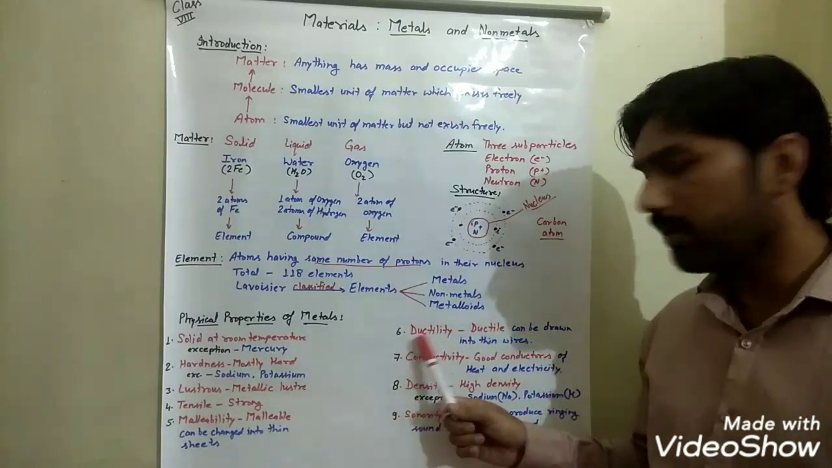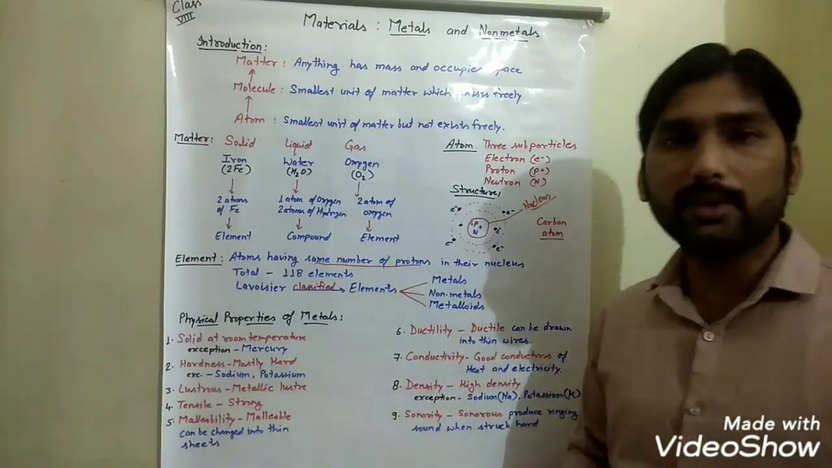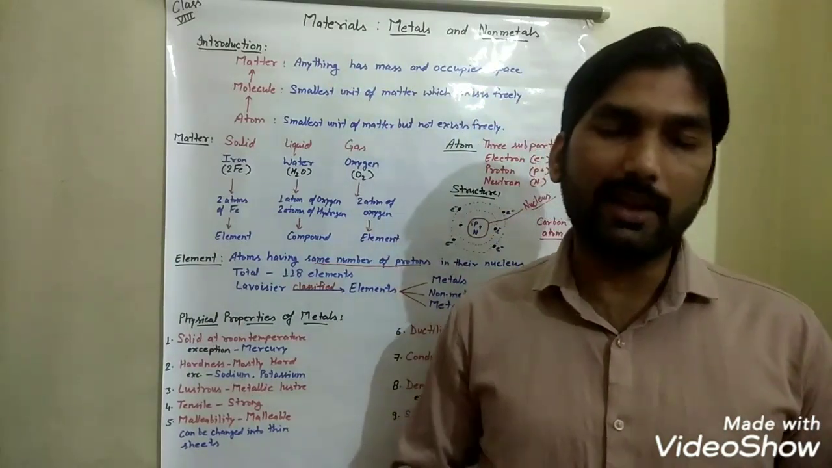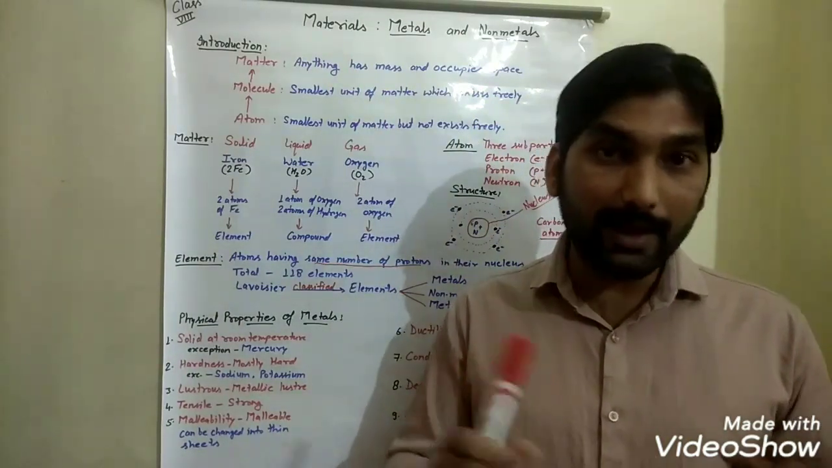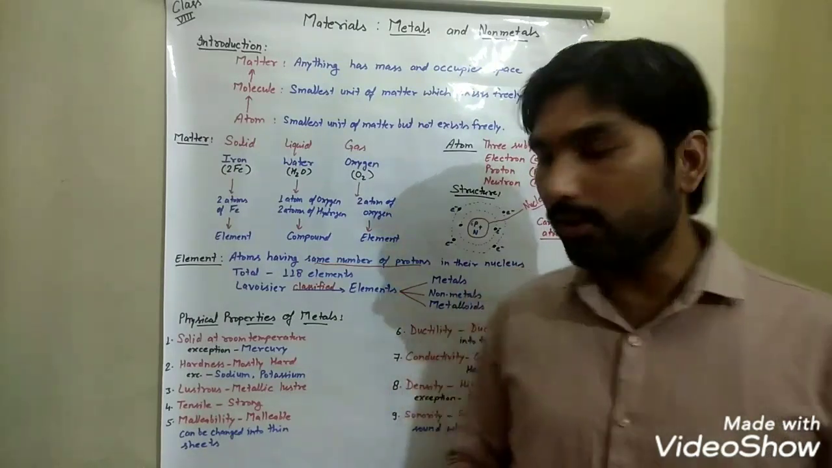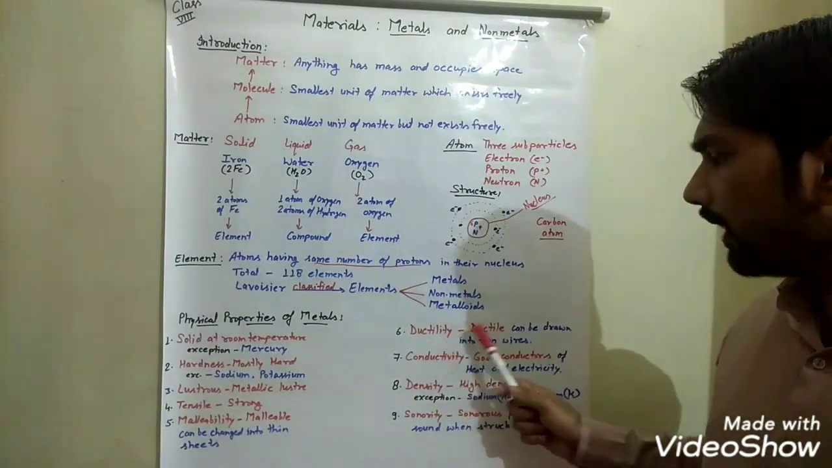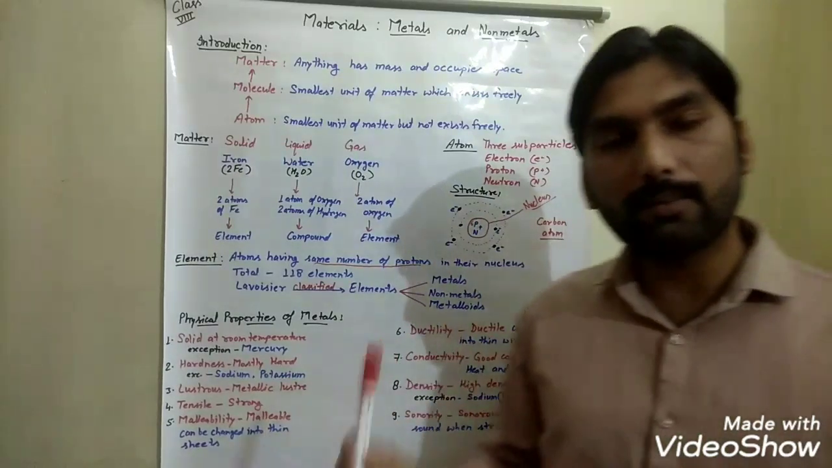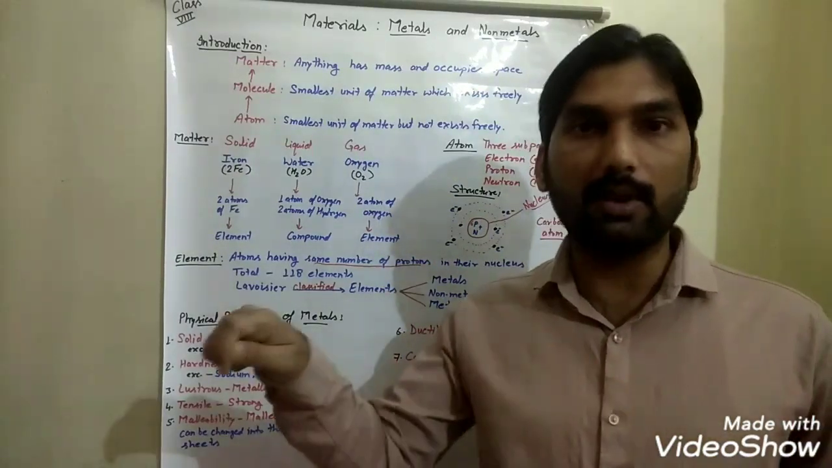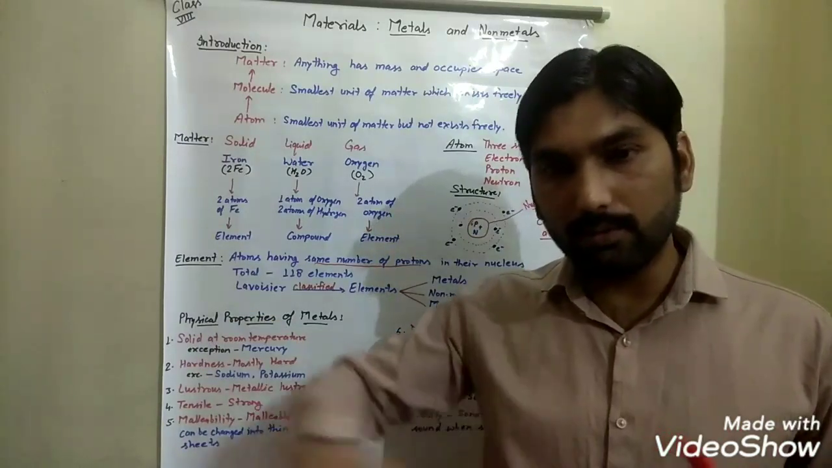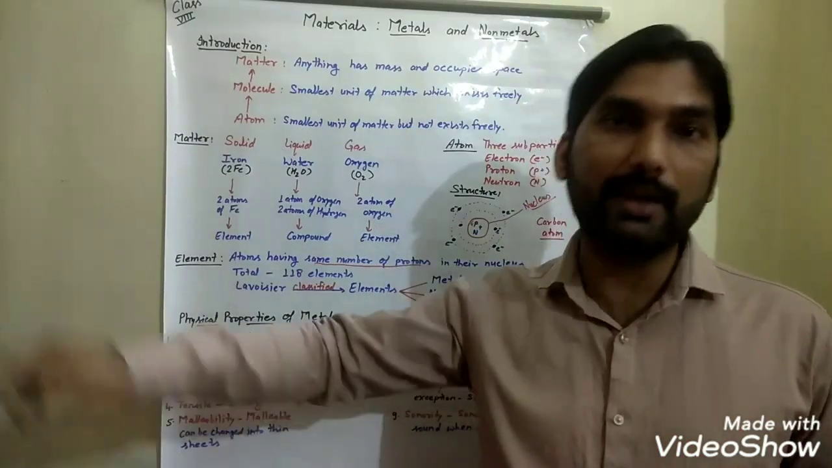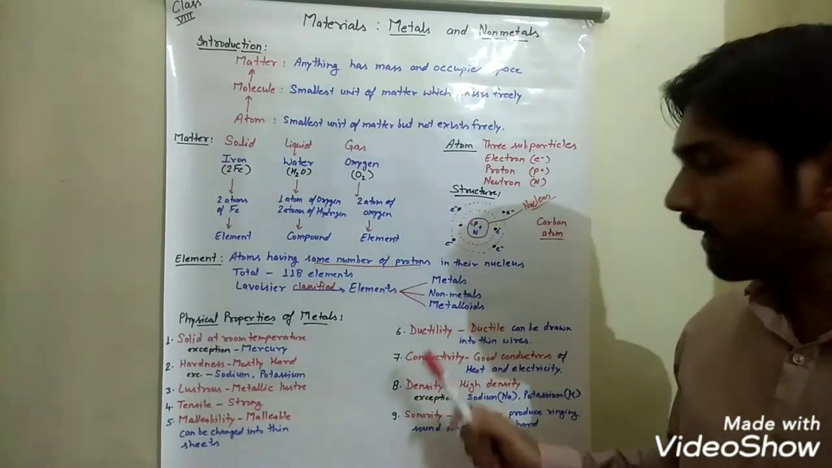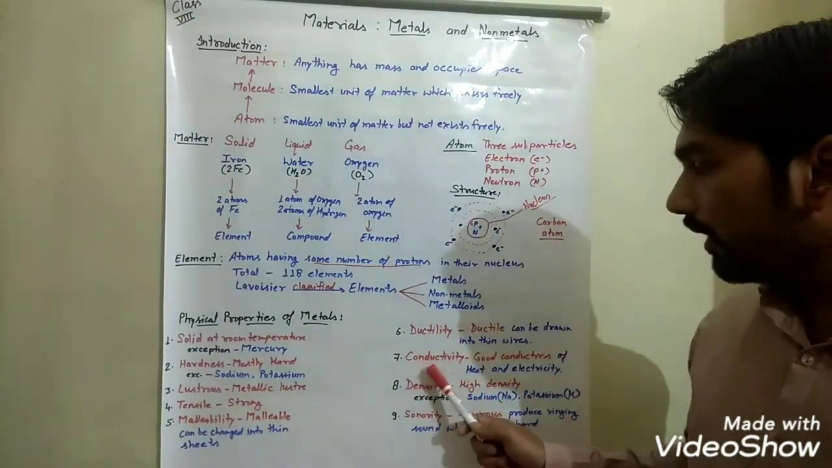Next property is ductility. Perhaps you have seen the electric wires at your homes, that they all have metal inside them. Why? Because metals are ductile, meaning they can be drawn into thin wires. If we stretch the metals, they become a thin wire-like structure, and this property of metals is known as ductility. So next one is what?